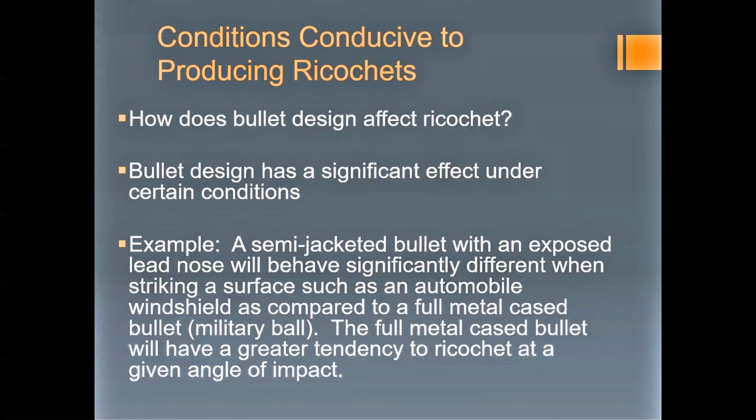So how does bullet design affect ricochet? The bullet design has a significant effect under certain conditions. A semi-jacketed bullet with an exposed lead nose will behave significantly different when striking a surface, such as an automobile windshield, as compared to a full metal cased bullet, like a military ball. The full metal cased bullet will have a greater tendency to ricochet at a given angle of impact.